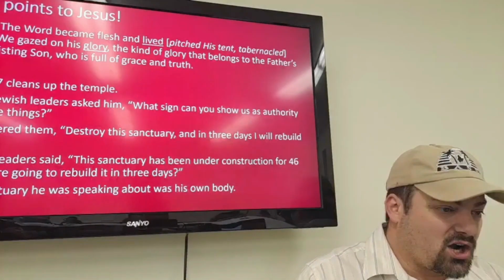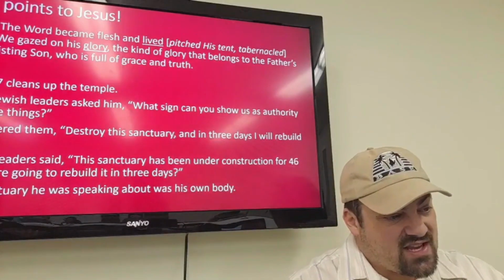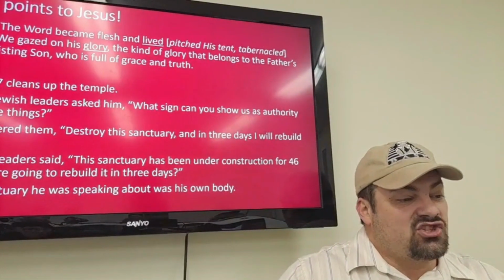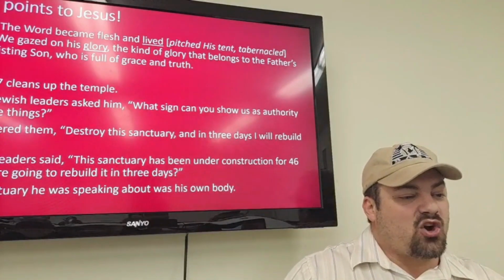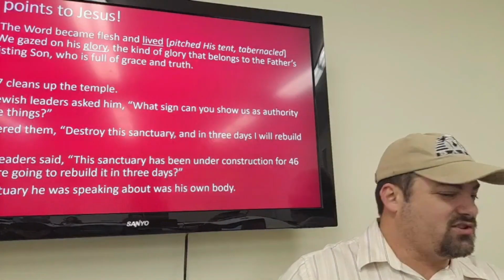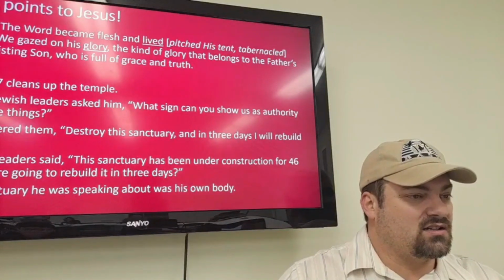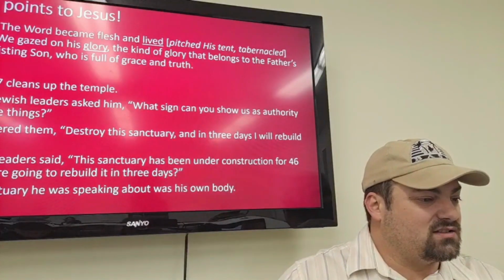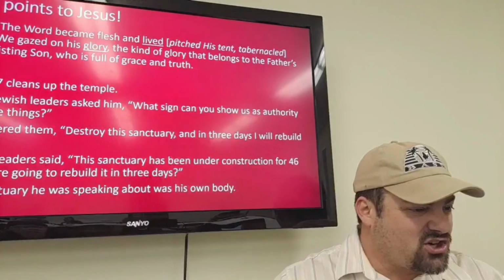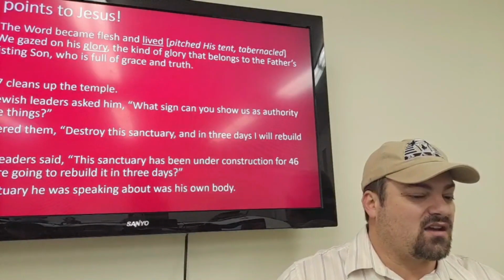Jesus came down. The Word became flesh. John chapter 2, verses 13 through 17. Jesus is cleaning up the temple with a whip. In verse 18, the Jewish leaders asked him, what sign can you show us as authority for doing these things? How dare you? Who gives you the authority to do this? Jesus answered them and said, destroy this sanctuary, and in 3 days I will rebuild it. The Jewish leaders said this sanctuary has been under construction for 46 years and you're going to rebuild it in 3 days? But the sanctuary he was speaking of was his own body.